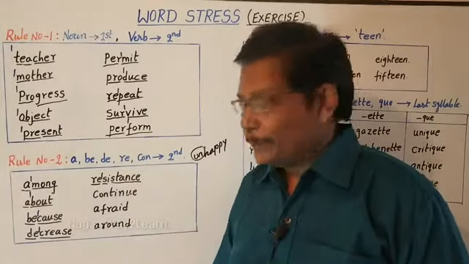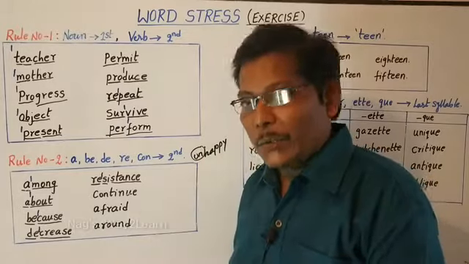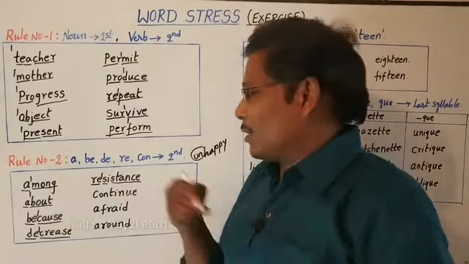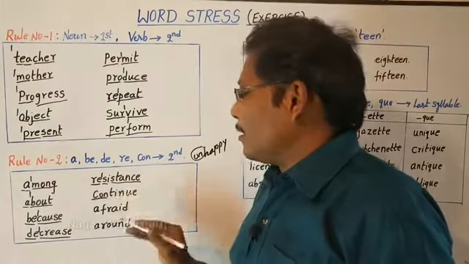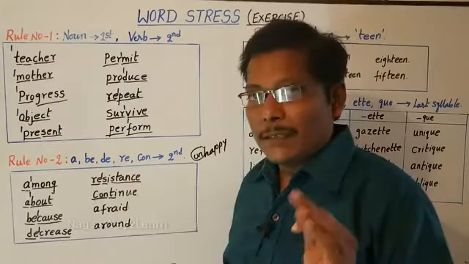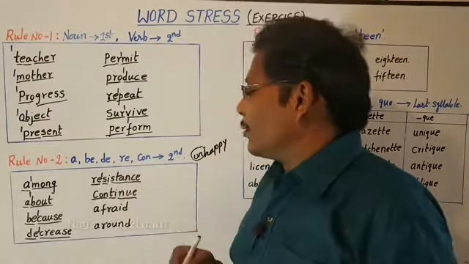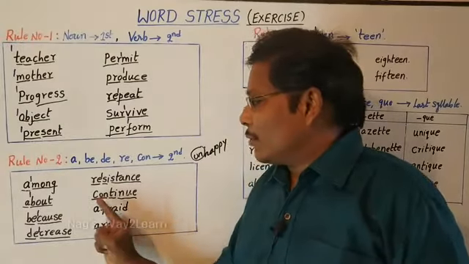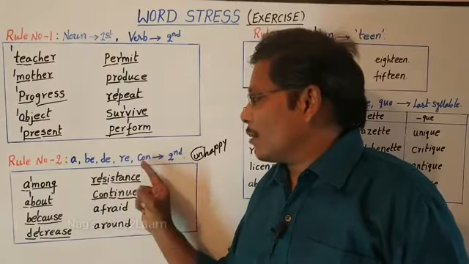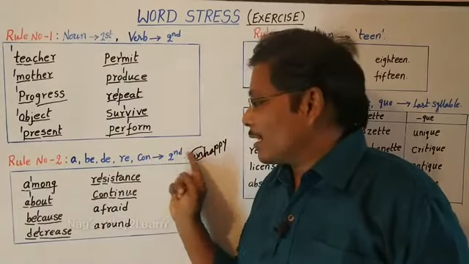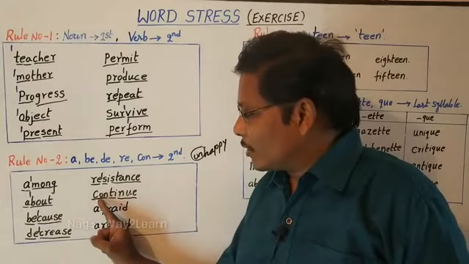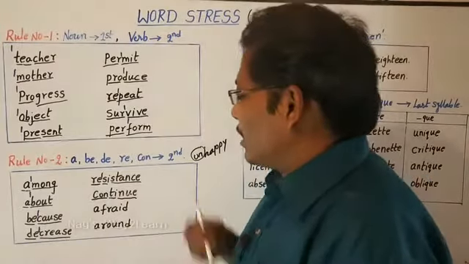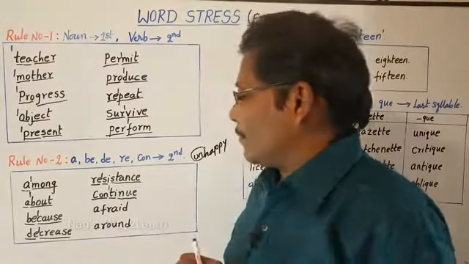Resistance. Okay. Next word, continue. Continue. What are the syllables here? Con, ti, nue. There are three syllables, and moreover in this word you can find con. So the stress should be on the second syllable. What is the second syllable? This is the first one. Ti is the second syllable. So you put the stress mark on ti like this.